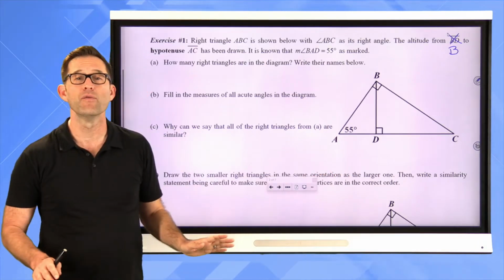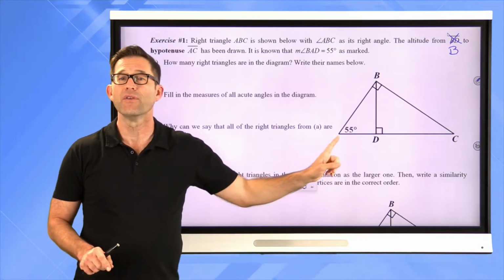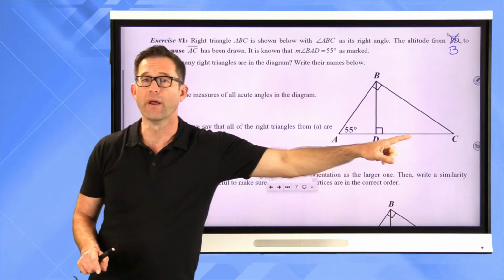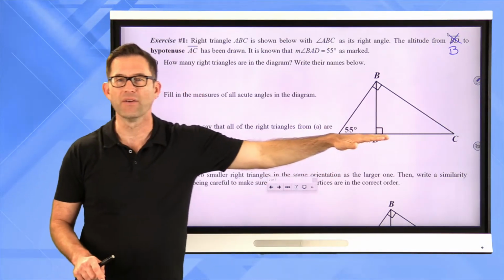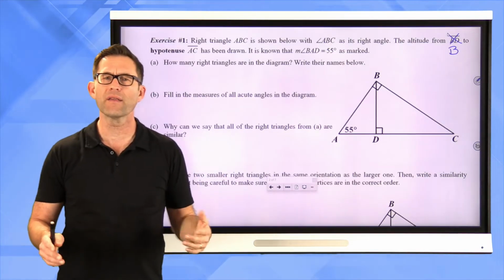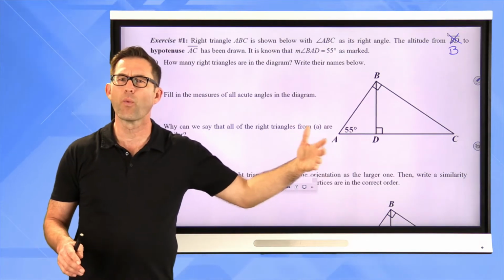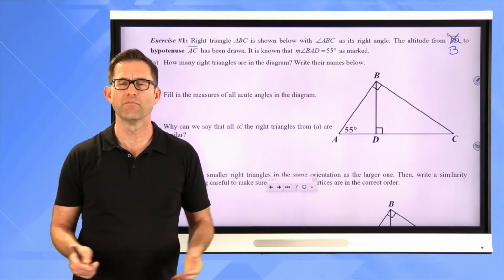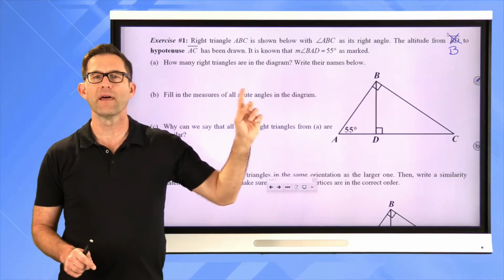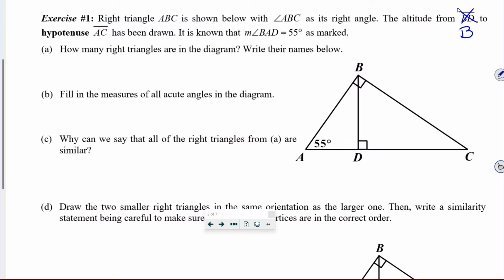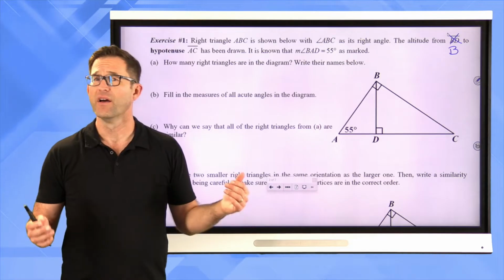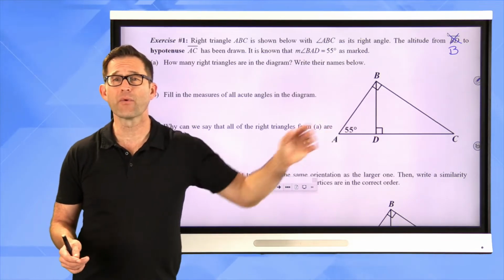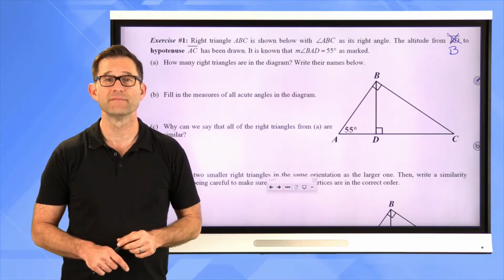Now, before we move on, I just want to give a nod to something. The original right triangle, the large one, ABC, is lying on its hypotenuse, which is a bit weird, but in a lot of these problems, that's the way they're oriented. Not in all of them, but in many of them. Now, letter A. How many right triangles are in the diagram? Write their names below. We'll pause the video right now. Use your eyes and tell me, how many right triangles do you see?